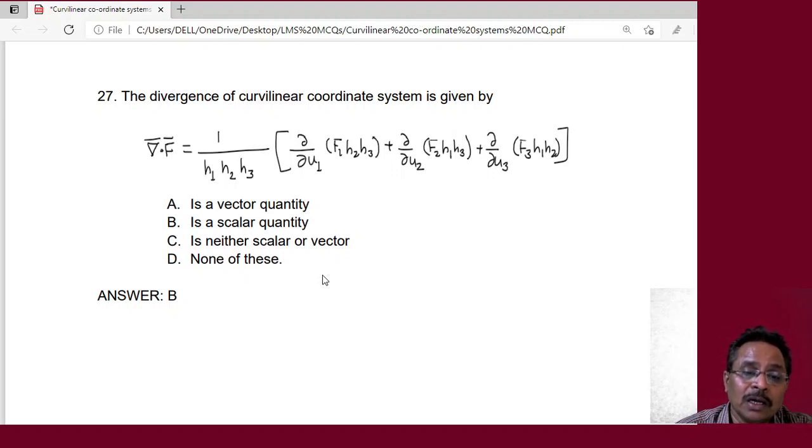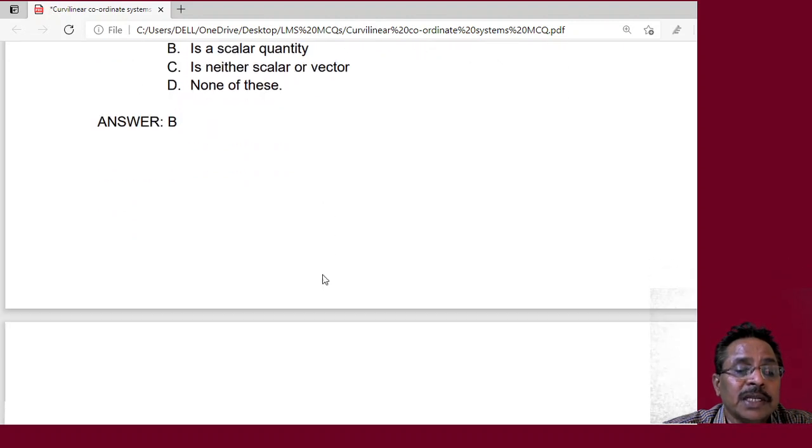So writing this frequently and then trying its variations must be understood very easily when we go for this type of divergence of a vector point function in the curvilinear coordinate system. But remember, the divergence of any vector point function in any coordinate system is always going to be a scalar. Therefore, for question number 27, the correct answer is B. It is a scalar quantity.